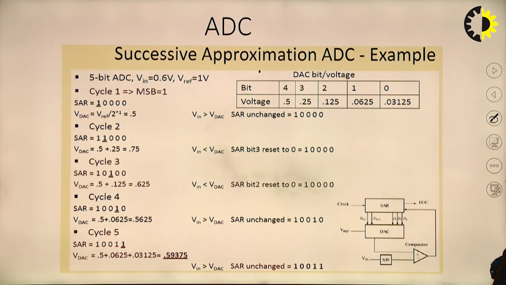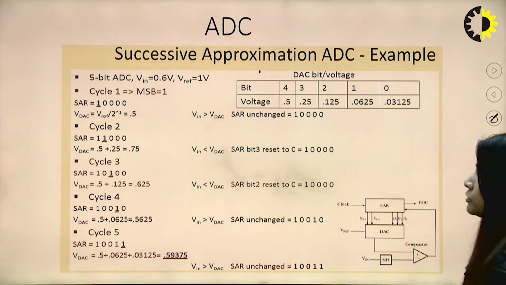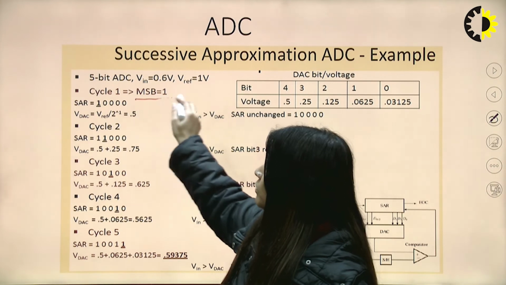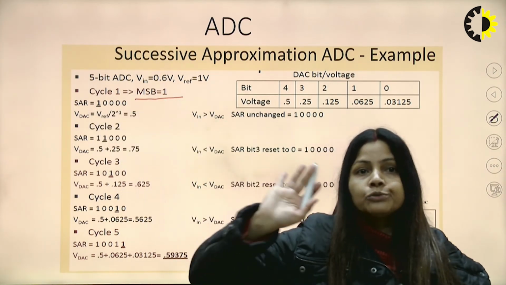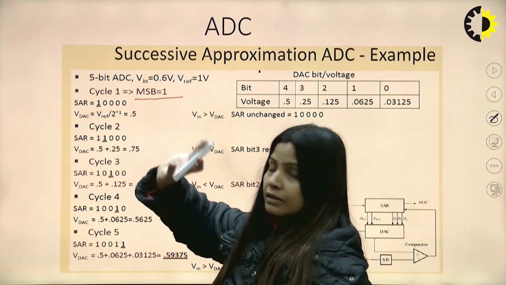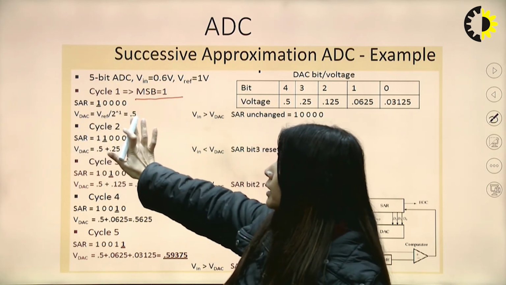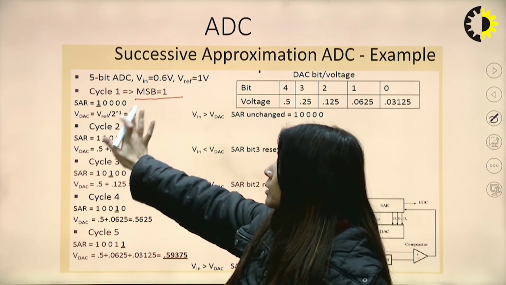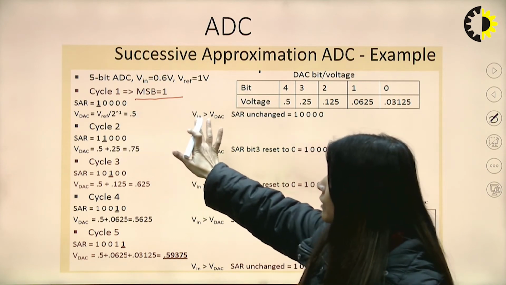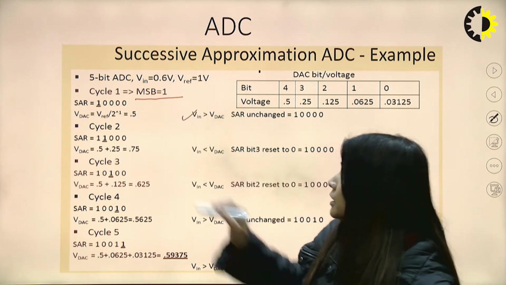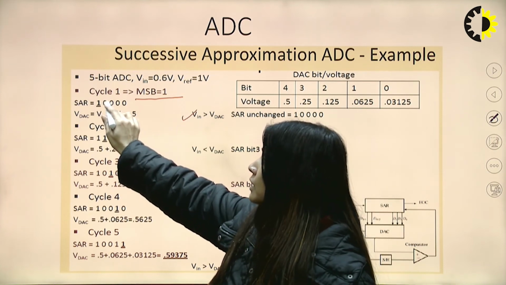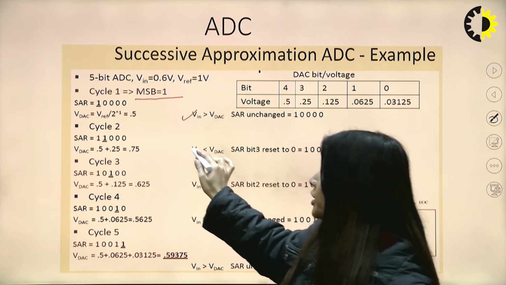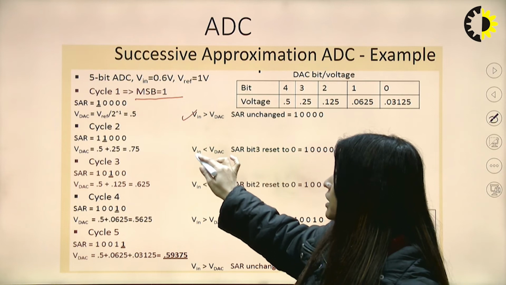Suppose we take a 5-bit ADC, right? Now in cycle 1, the MSB is set to 1, the SAR register is set to 10000. As I told, the MSB is set to 1. So VDAC will be Vreference upon 2, that will be 0.5, right? Now it is found that Vin is greater than VDAC. Then what will we do? We will convert this 0 to 1, so the value will be 0.75. Now 0.75 will be compared to Vin. Again, it is found that Vin is less than VDAC.